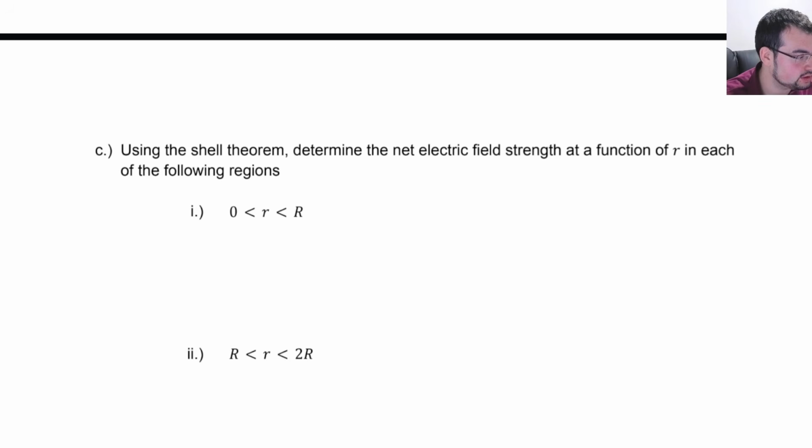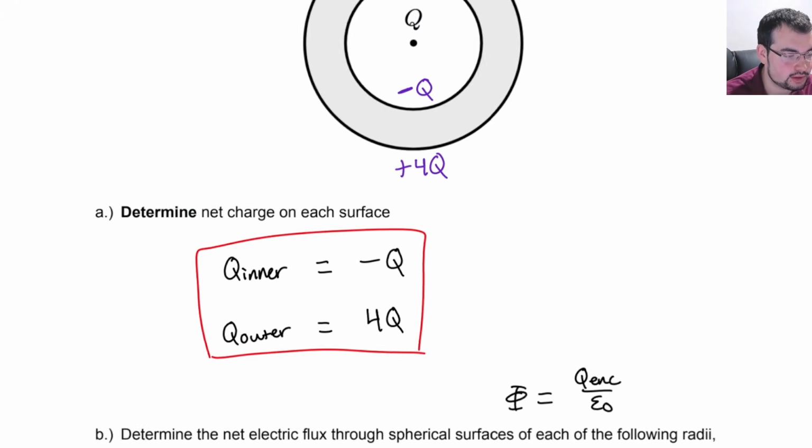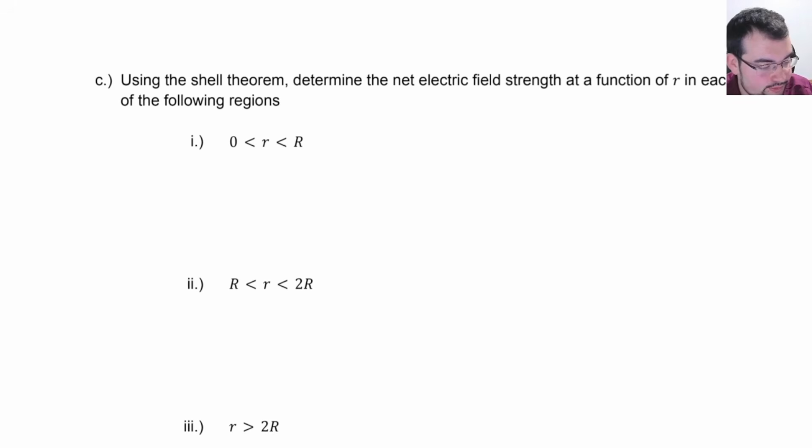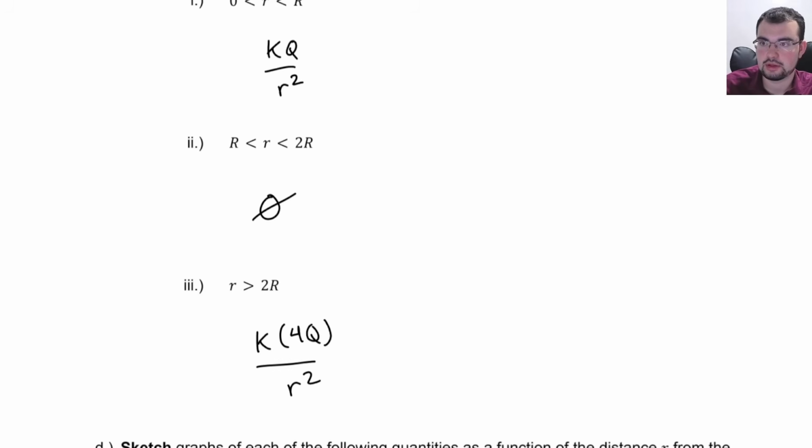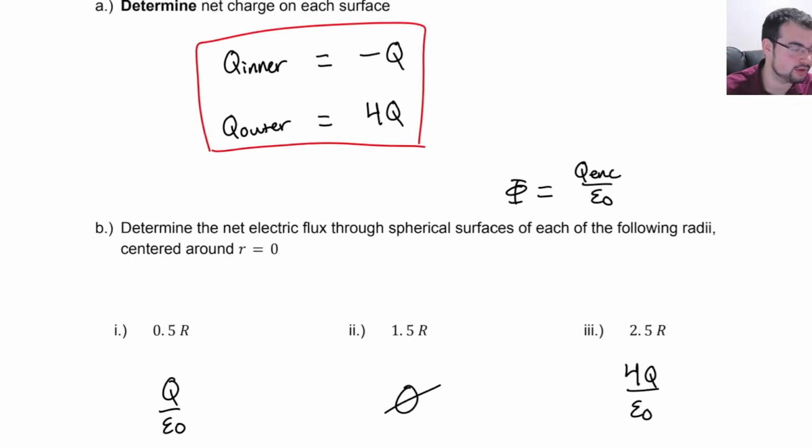What's the field in each of these regions? Well, this is a sphere, so just use shell theorem. So this is KQ over R squared in the cavity. It's 0 in the conductor. And then it's KQ over R squared outside, except the Q enclosed is 4. All right, it's just various shell theorem applications.